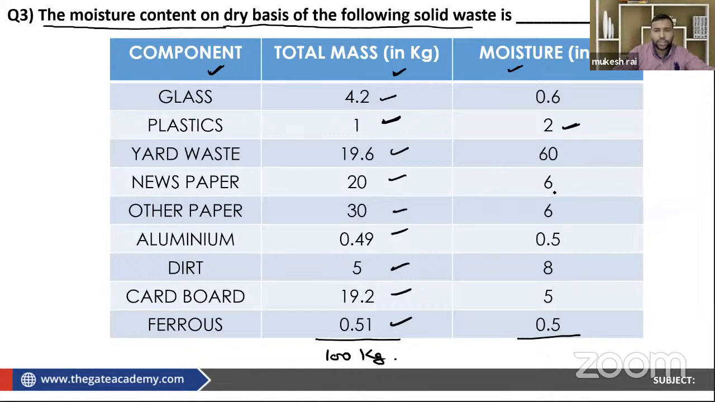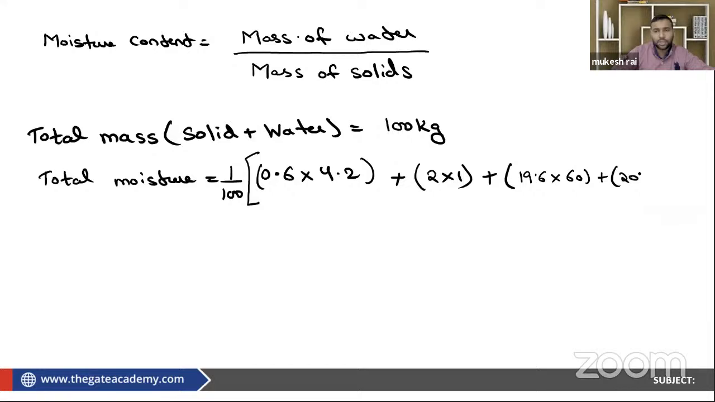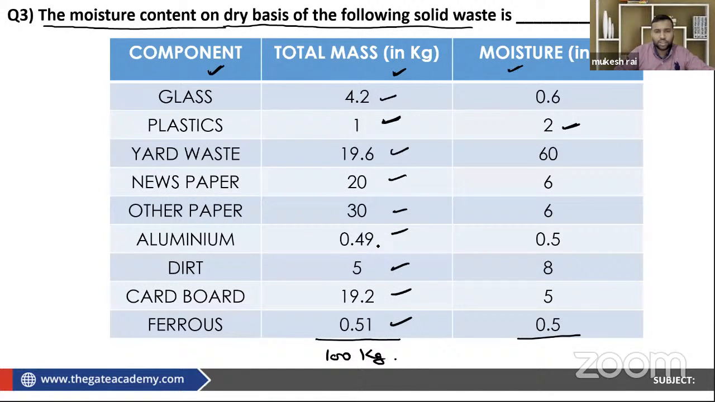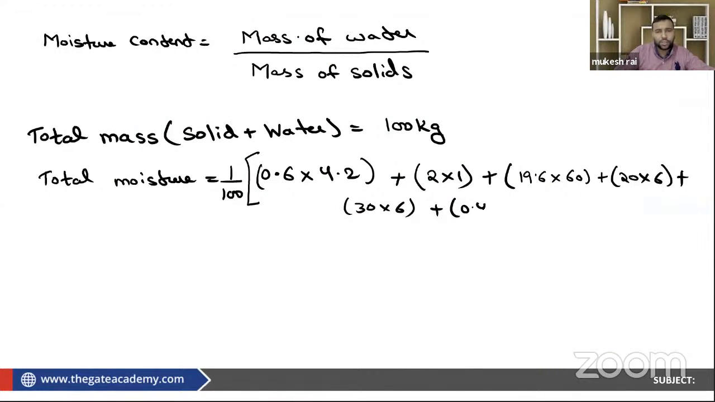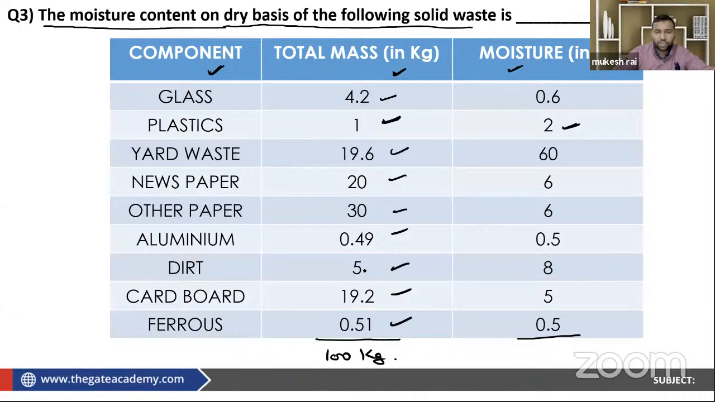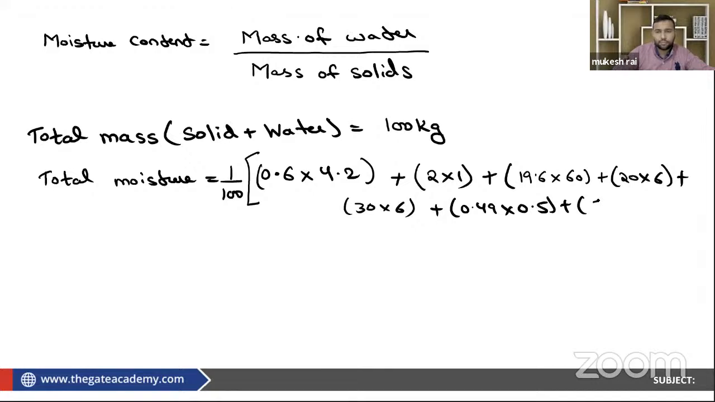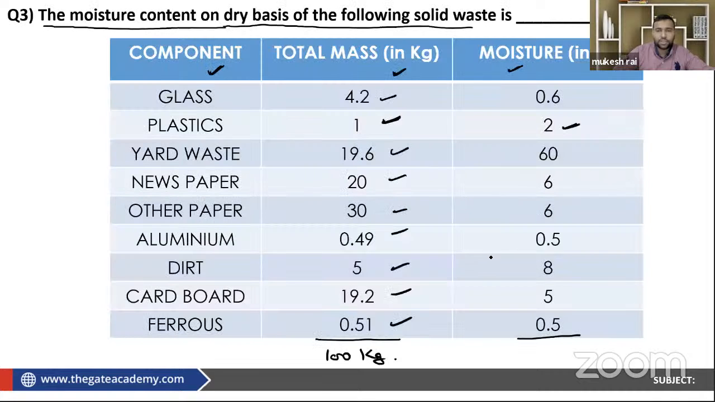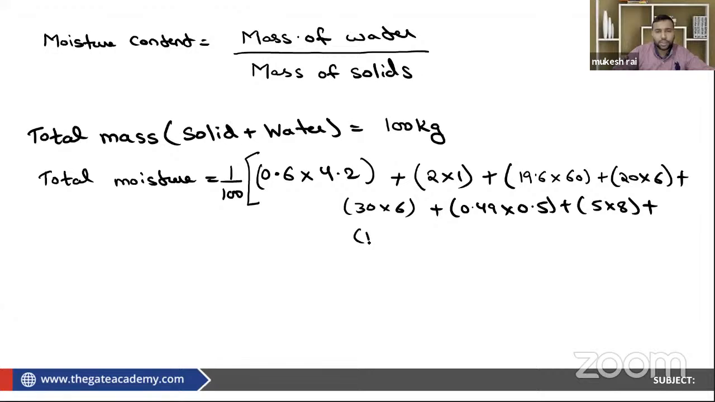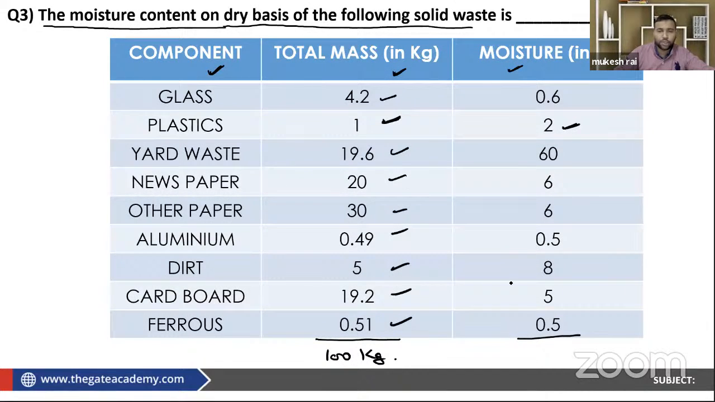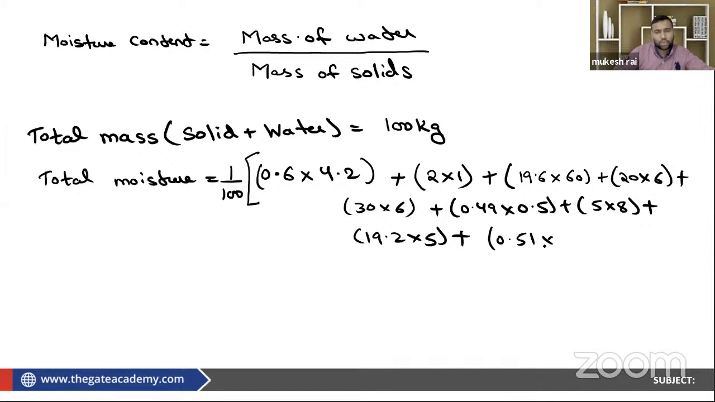19.6 into 60, 20 into 6, 30 into 6, 20 into 6 plus 30 into 6, plus 0.49 into 0.5, plus 5 into 8, plus 19.2 into 5, plus the last value, that is 0.51 into 0.5. Now just solve it. Tell me the final answer of the total moisture.